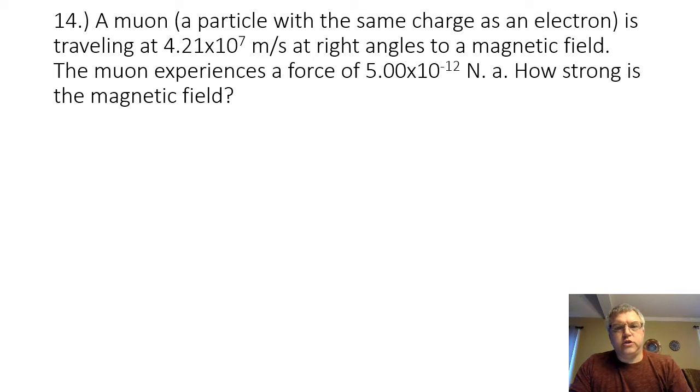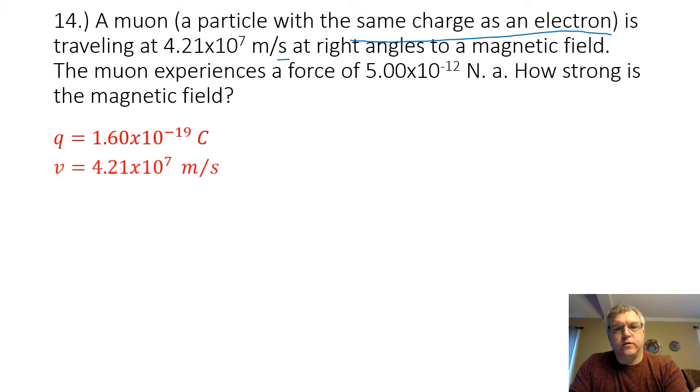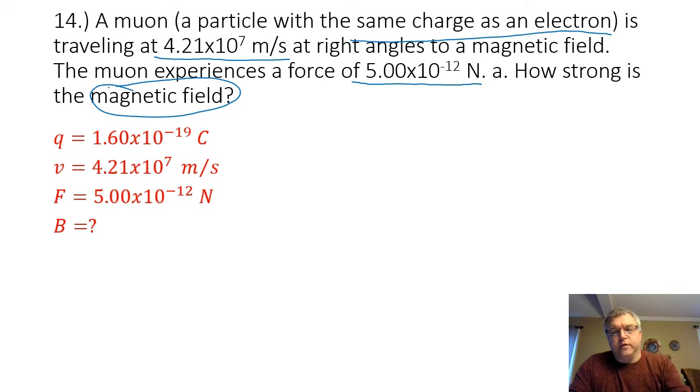We know that the charge of a muon is the same as an electron, which is going to be 1.60 times 10 to the minus 19th coulombs. I know that the velocity, or the speed that it's traveling at, is 4.21 times 10 to the 7th meters per second. And the force acting on the muon is 5.00 times 10 to the minus 12th newtons. And they want to know how strong is my magnetic field. So in this case, I am given the charge and the velocity and the force, and I'm being asked to find the strength of the magnetic field.